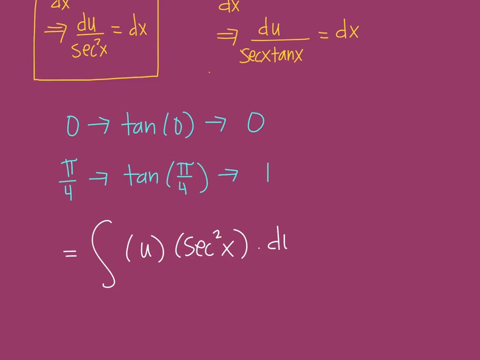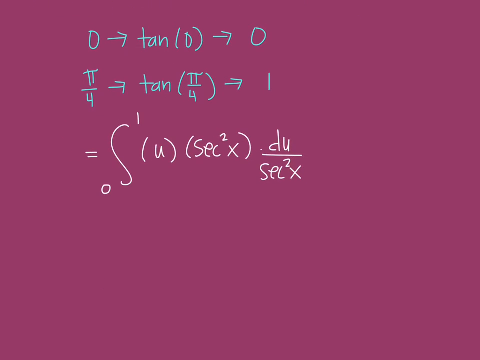dx is du over secant squared. And my bounds are 0 to 1 instead of 0 to pi fourths. So what I see happen is the reducing, and there's no constants to pull out, and I'm left with the integral from 0 to 1 of u du, which is about as simple an integral as you could get.